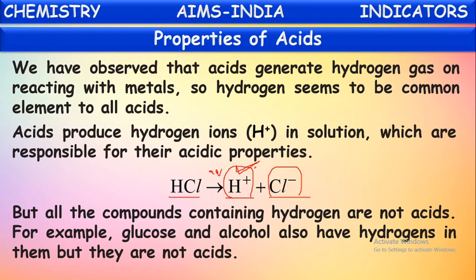So the compounds which have hydrogens do not all come under acids. All the compounds containing hydrogens are not acids. Only a few of them are acids. Example, glucose and alcohol. These compounds also have hydrogens in them, but they do not come under acids.